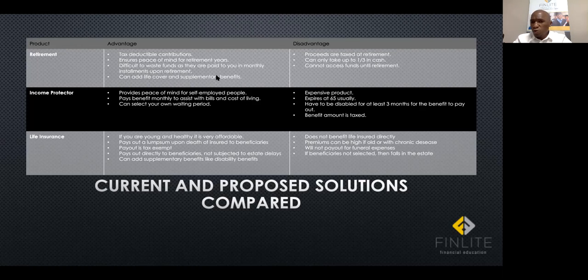I think you might know stories of people in government who have accessed their pension fund, and then they go and extend their houses or buy taxis or start a small shop, and things don't go well, and then they leave the government because they didn't manage their lump sum well. And then the last advantage is that you can add life cover and supplementary benefits into it. Your retirement annuity can add something as a supplementary benefit. Normally it comes at an additional cost.